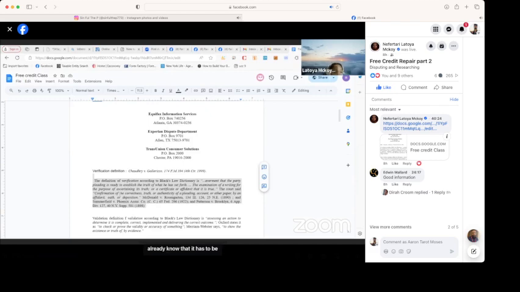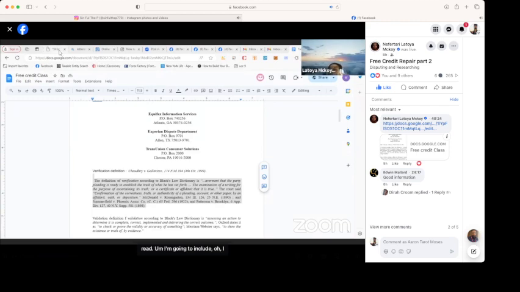You already know that it has to be accurate. It has to be complete, and you should be able to verify it. If you can't do these three things, what do I have to go look up a law for? So I just really tried to make it very simple and not get into all that. However, yes, please do your own due diligence and read.